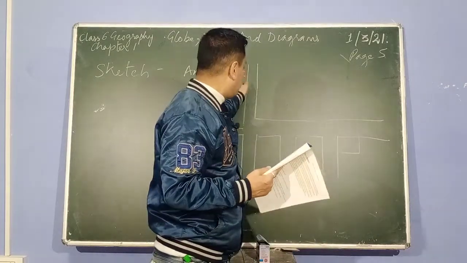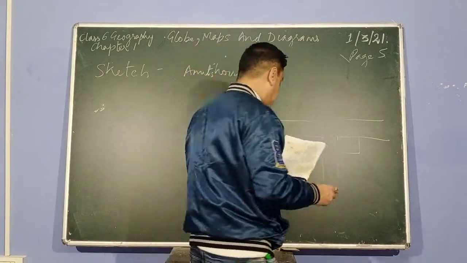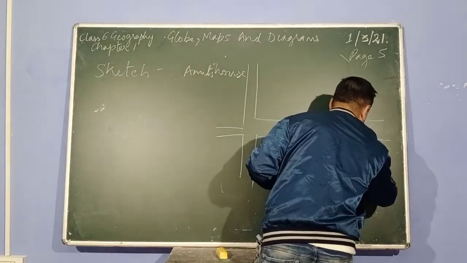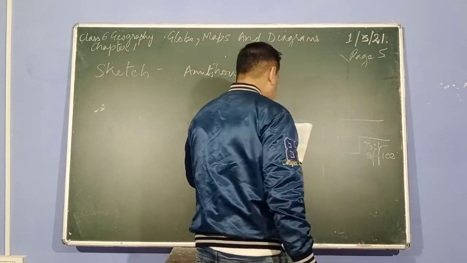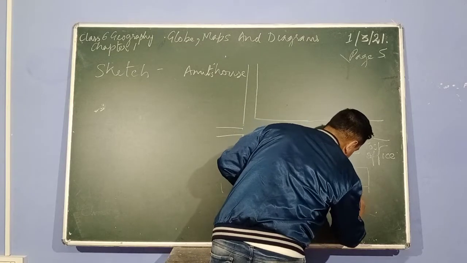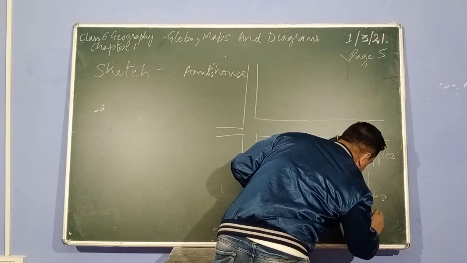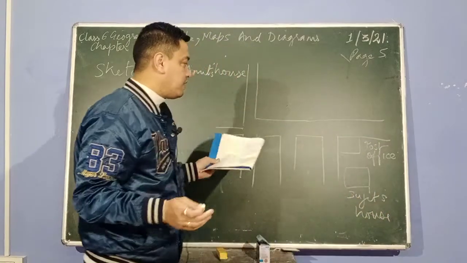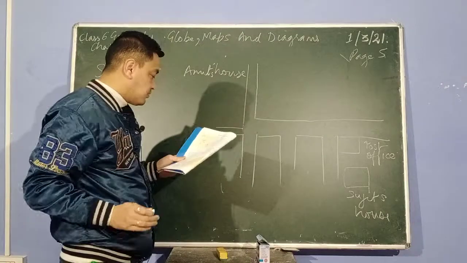So here, for Sujit's house, the post office becomes the landmark. So where is Sujit's house located? It's near the post office. S-U-J-I-T, Sujit's house. Now this is a rough drawing. I have made a post office here. There is Amit's house.